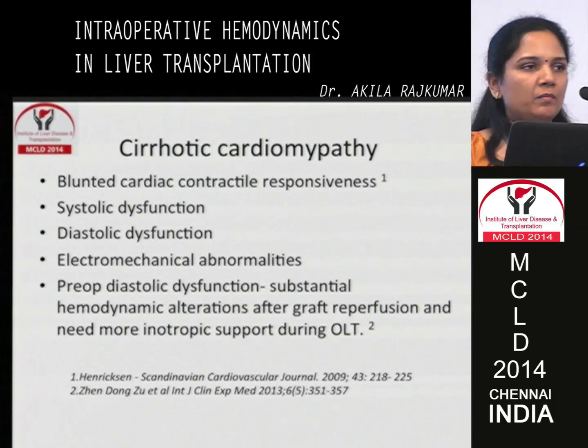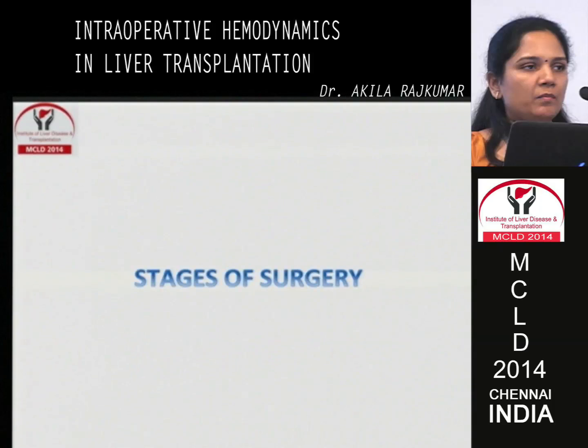And there is a distinct entity called the cirrhotic cardiomyopathy, which is often latent and gets manifest when the patients are exposed to stressful situations like surgery. So there's both systolic, diastolic dysfunction and electromechanical abnormalities.